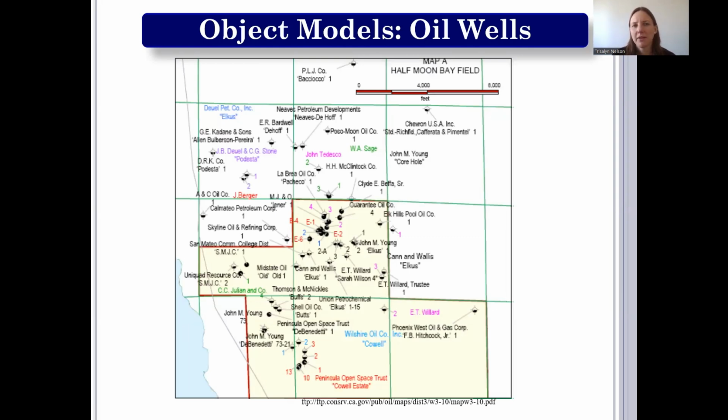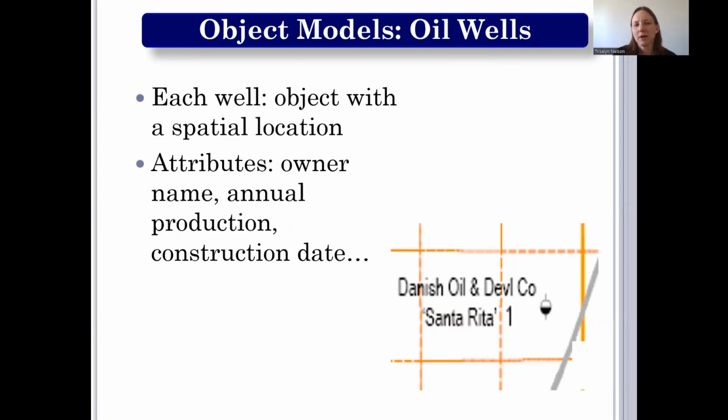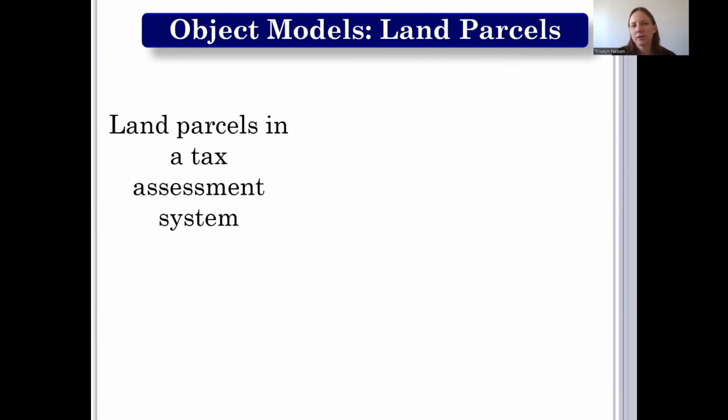Points on a map that mark down, in this case, oil wells. That's a good example of an object model, because you could imagine, each of those wells has a footprint. Depending on how zoomed in your map is, the scale of your map, you could just represent it as a point, or you could draw a boundary around it. In this case, each oil well has a spatial location, and then it also has some attribute information. Who owns it? What does it produce? When was it? When should it be decommissioned if you live in Santa Barbara?